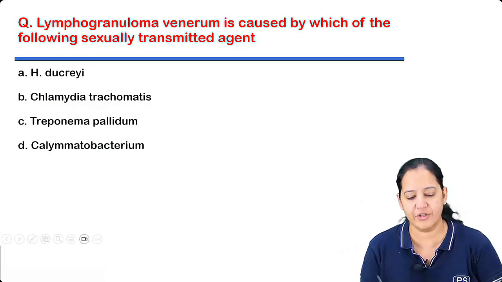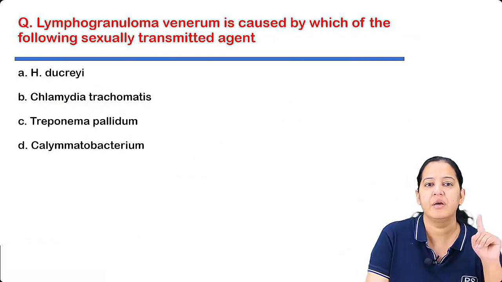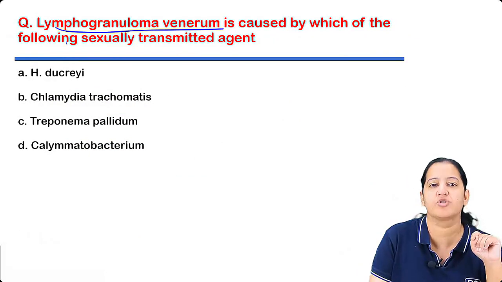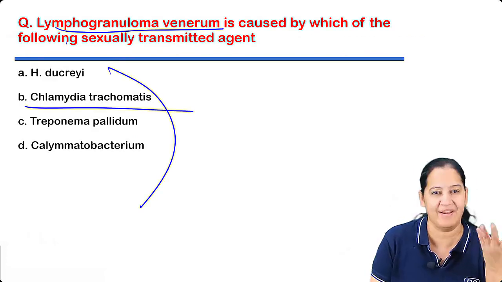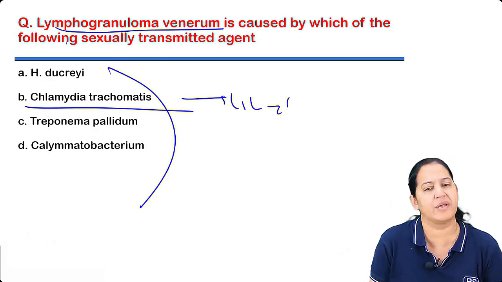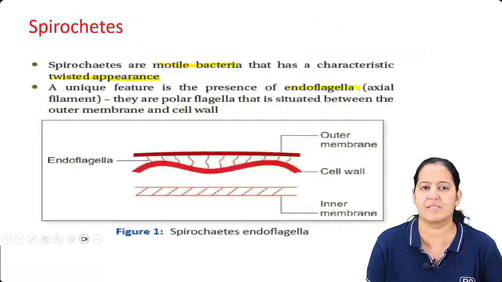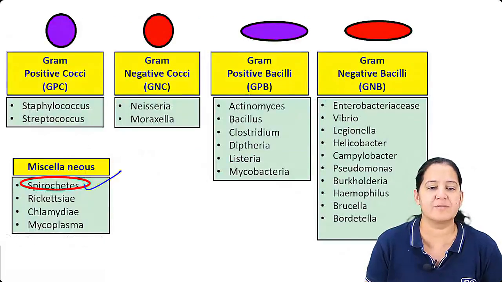Okay, read the question and tell me the answer. Lymphogranuloma venereum is caused by which organism? It is Chlamydia trachomatis, serovar L1, L2, L3. There are not many questions from this. The Frei test is for LGV. We are done. The last is the spirochetes.